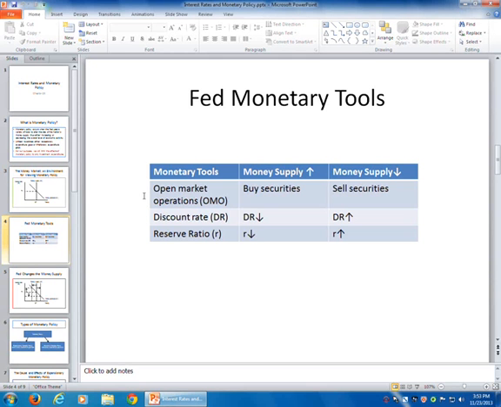The most prevalent monetary tool is called open market operations. And this, if you remember from Chapter 32, is overseen by the Federal Open Market Committee. And the Federal Open Market Committee, when they engage in open market operations, will either buy securities or sell securities. So when the FOMC, on behalf of the Fed, buys securities, that makes the money supply bigger. So how does that work?